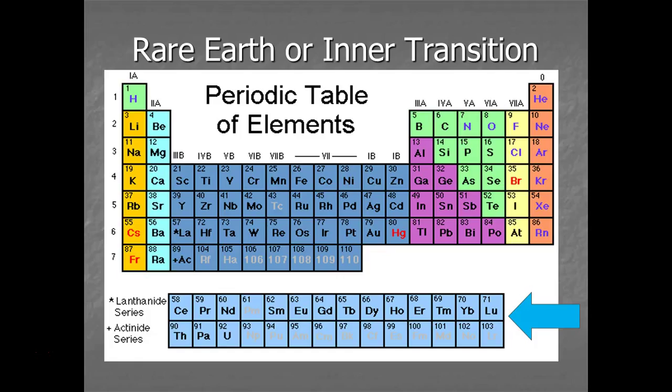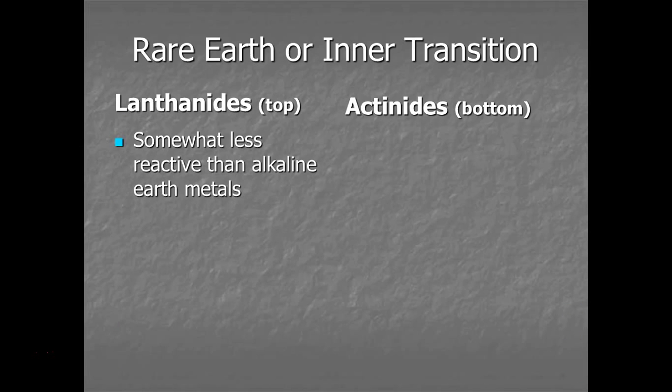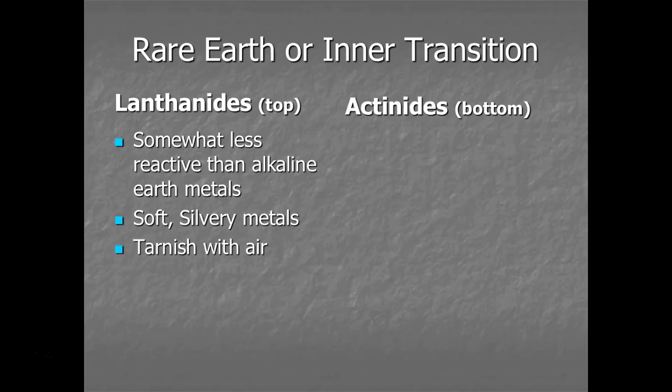The last one is called the rare earth, or inner transition metals. They're also called the lanthanide and the actinide series. It's these ones here on the bottom. The lanthanides are less reactive than the alkaline earth metals, which, remember, are less reactive than the alkali metals. However, these are more reactive than the transition metals, so you've got to keep all of that straight. They look just like normal metals. They're silvery, and they're soft, kind of like you would encounter with an alkali metal.